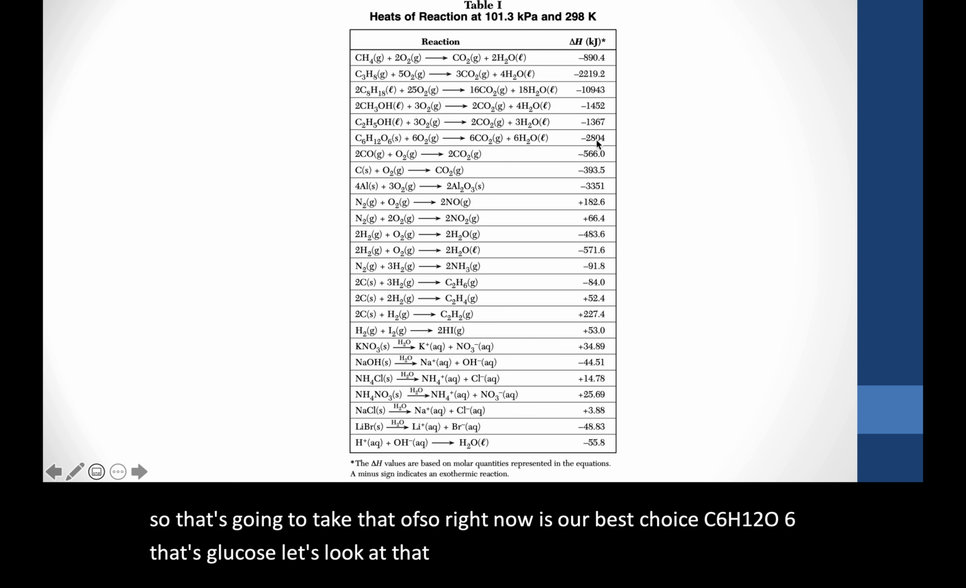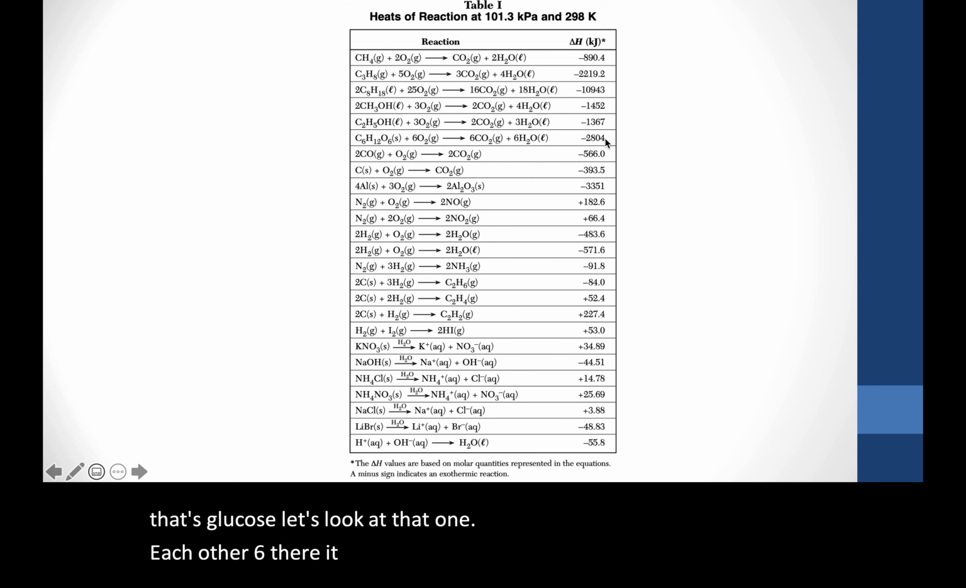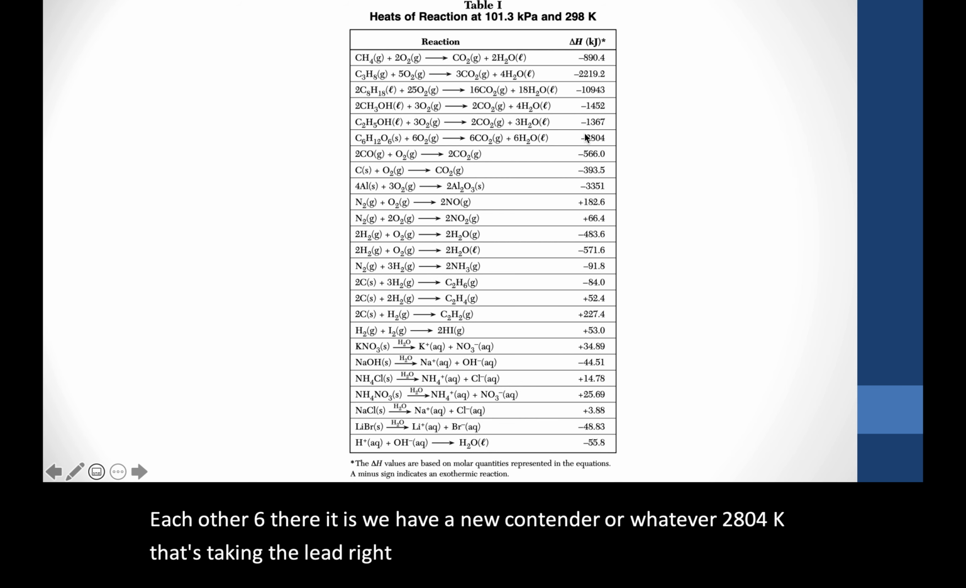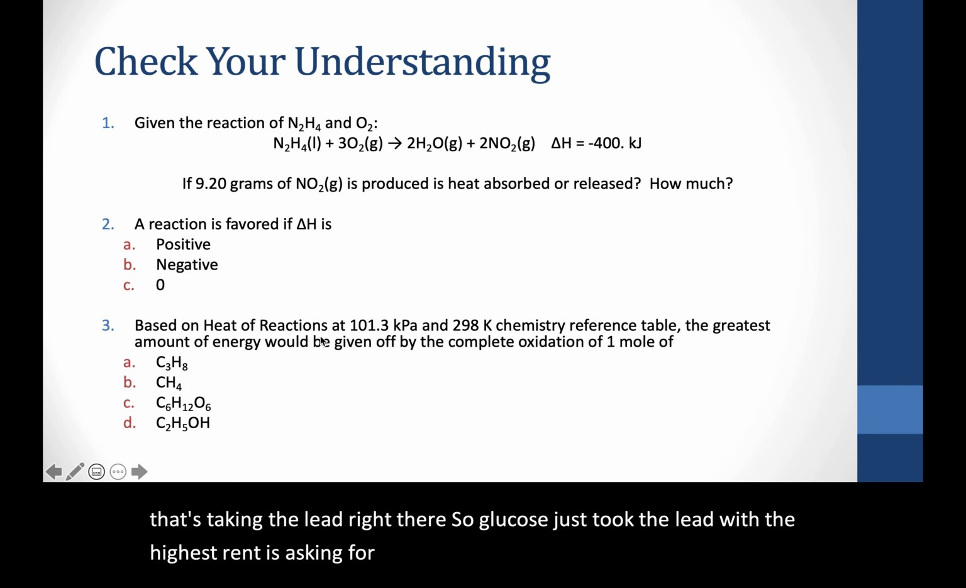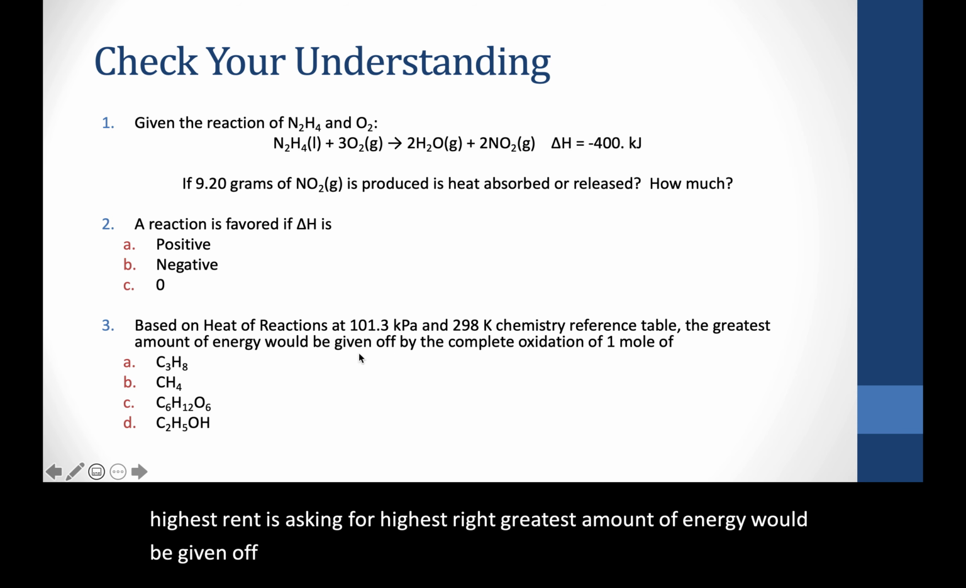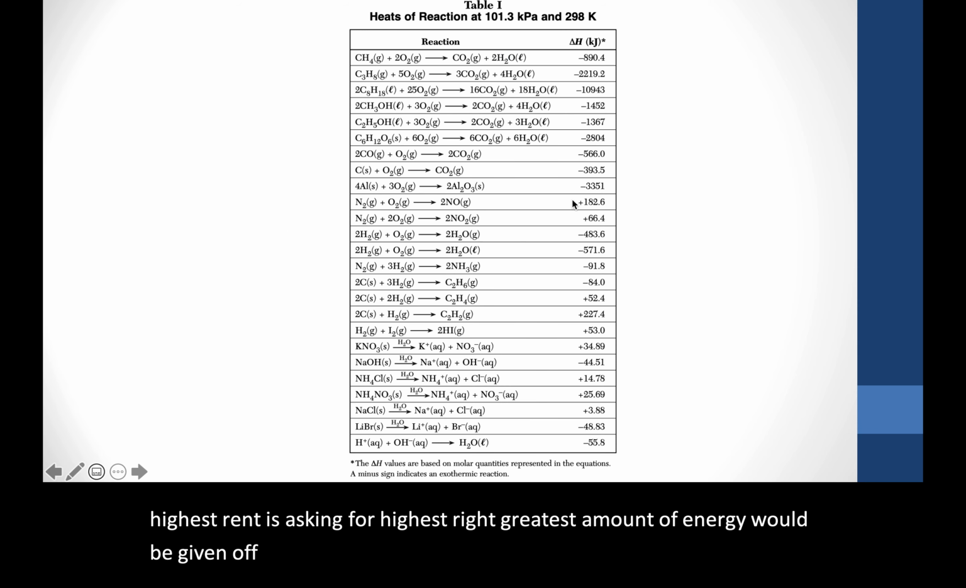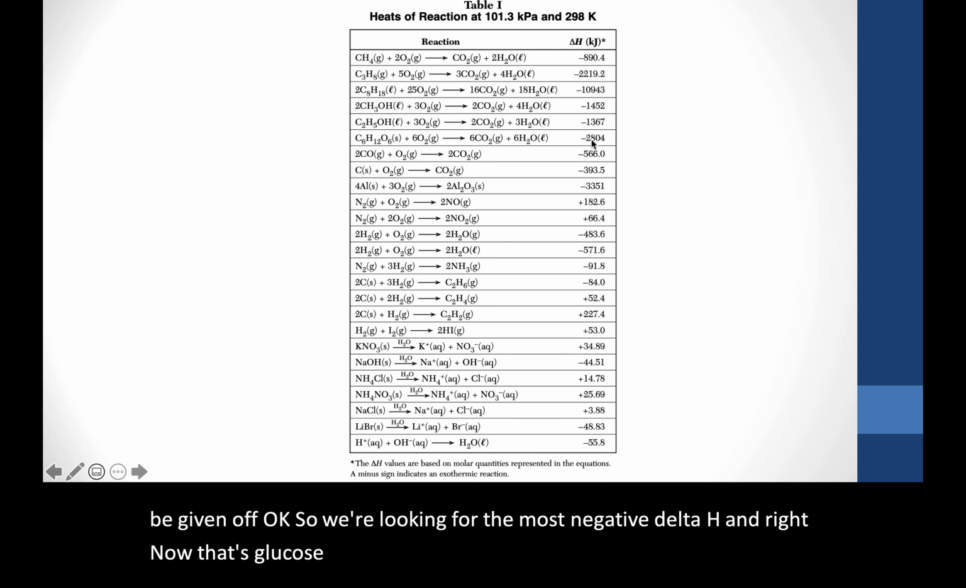C6H12O6, there it is. We have a new contender. 2,804. Okay, that's taking the lead right there. So glucose just took the lead with the highest. Right, it is asking for the greatest amount of energy given off. Okay, so we're looking for the most negative delta H. And right now, that's glucose with negative 2804.